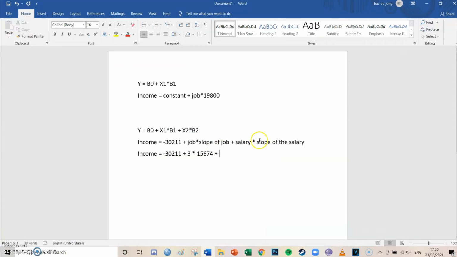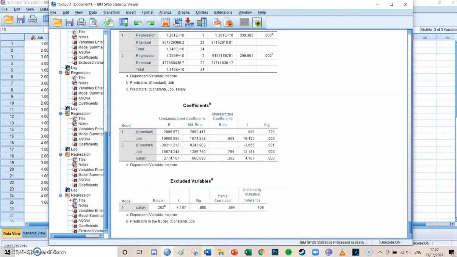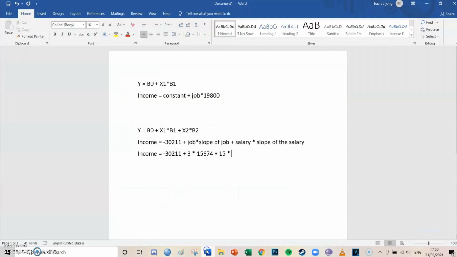Plus the salary that was given. Well, we've said we wanted to find out for someone who earns 15 euros an hour, times the slope of salary, which is, let's see, 2774. And I'm rounding off everything. You should not do that. You should always take the decimals into account. But just for the sake of this video, I'm rounding off.